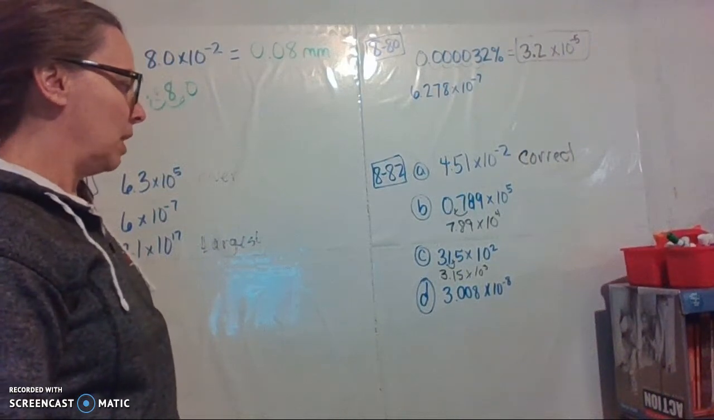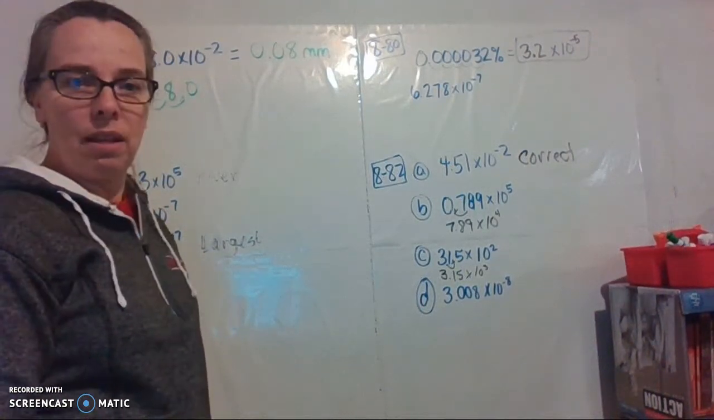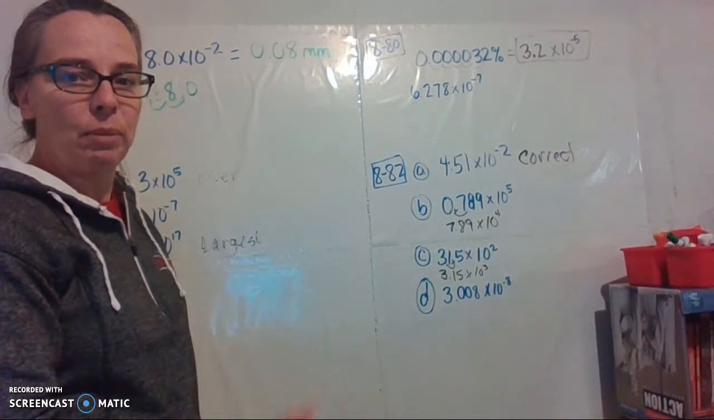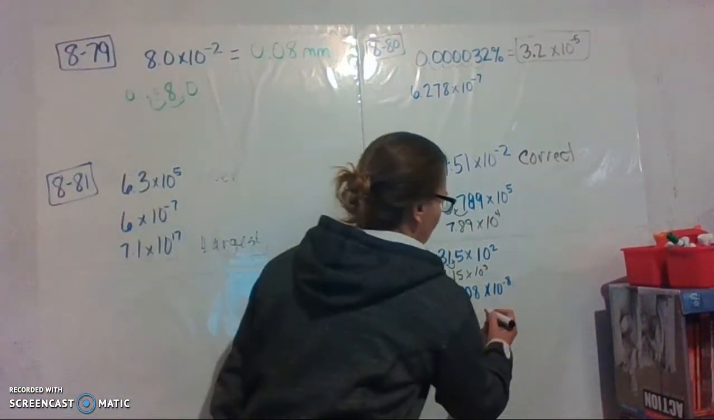And then D, 3.008 times 10 to the negative eighth. First factor is greater than 1, less than 10. X for multiplication and a power of 10. This one is correct.